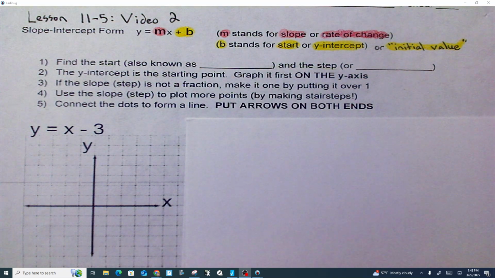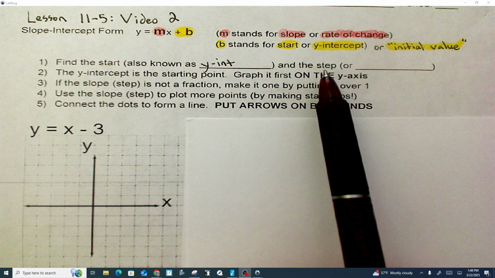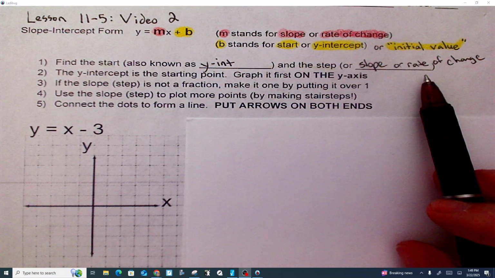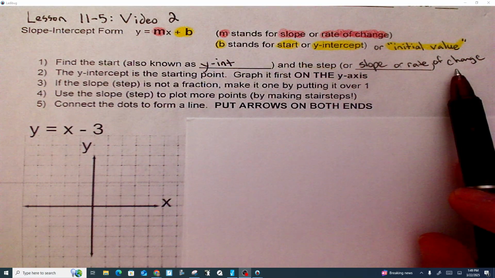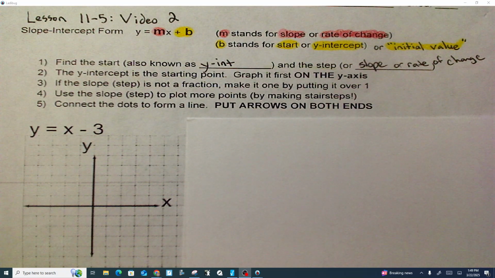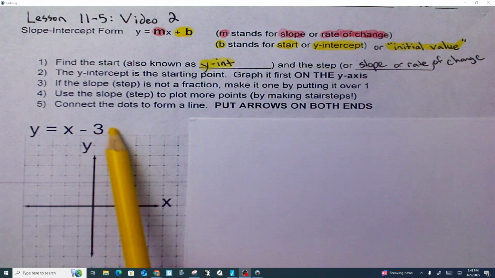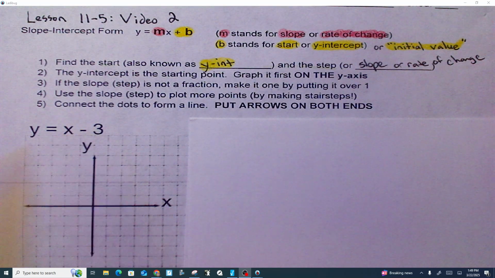So, step one, find the start, also known as the y-intercept, and the step number, which we no longer call the step number, we call the slope or the rate of change, either one. So let's go find our y-intercept. Remember, it's always adding or subtracting right behind the x.